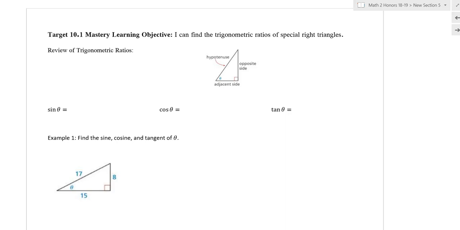All right, we're looking at target 10.1. Our master learning objective is I can find the trig ratios of special right triangles. So just a quick review of trig ratios, right? It's sine, cosine, and tangent are the main ones we look at.